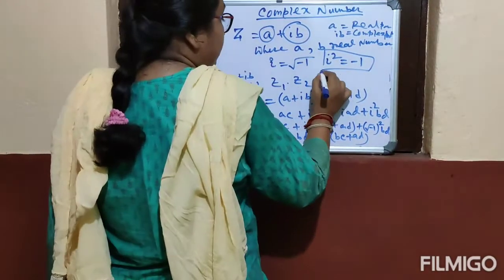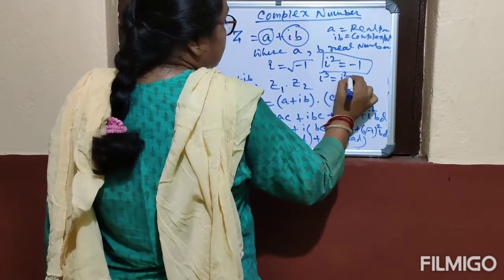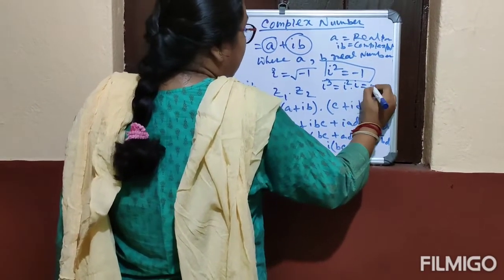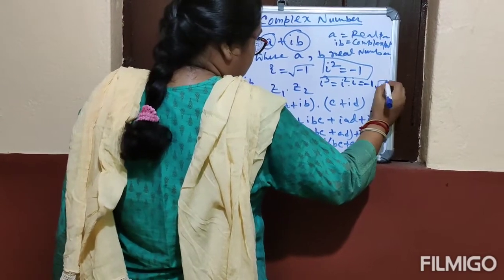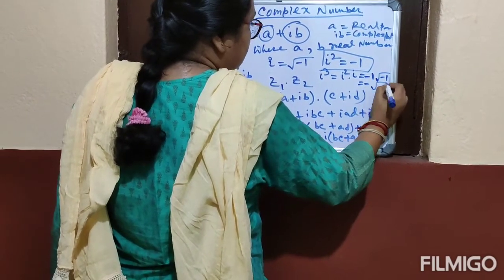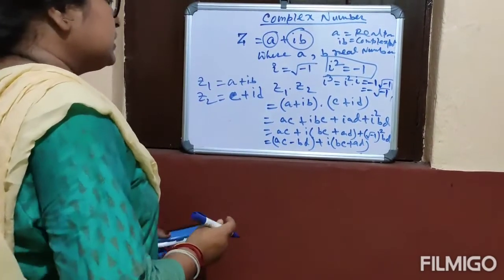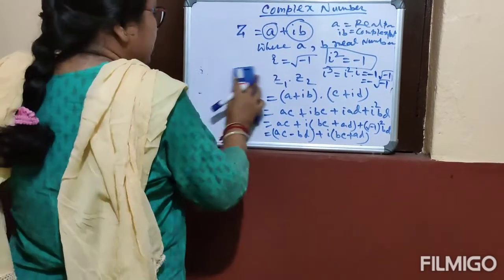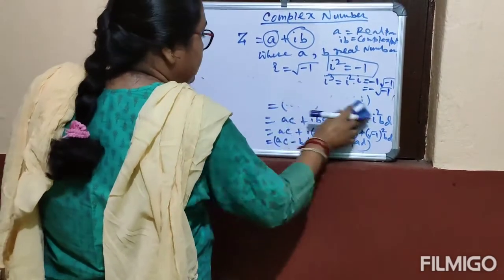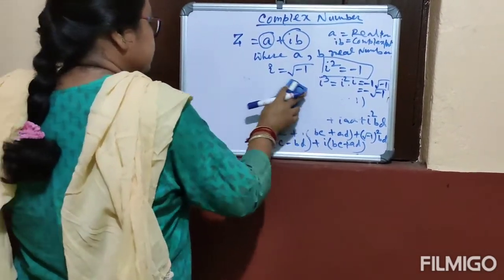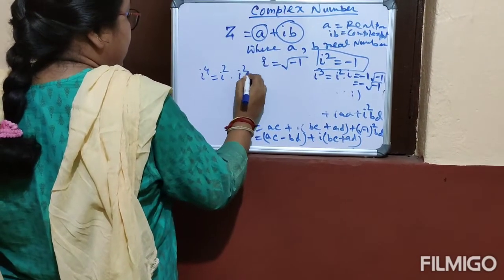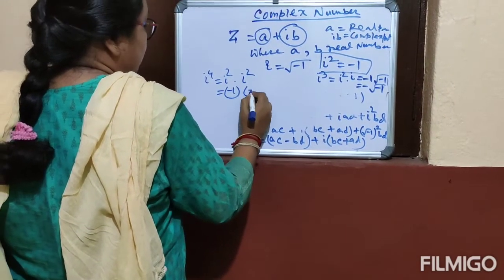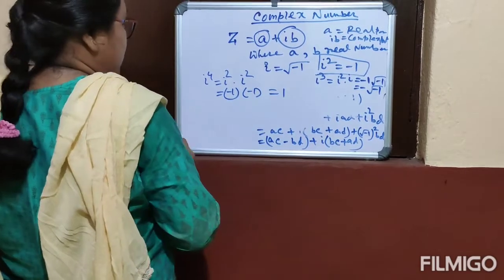What is the value of i cube? This is equal to i square into i. i square is minus 1 and i is equal to root over of minus 1. That is minus of root over of minus 1. This is the value of i cube. Now what is the value of i to the power 4? i to the power 4 is equal to i square into i square, minus 1 into minus 1, which is equal to plus 1.